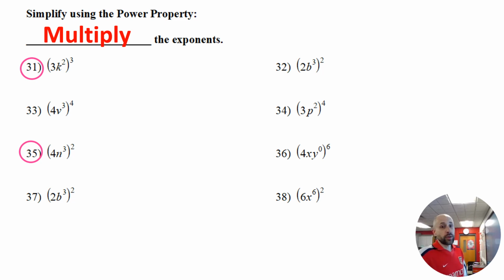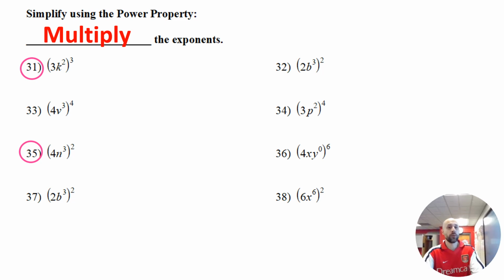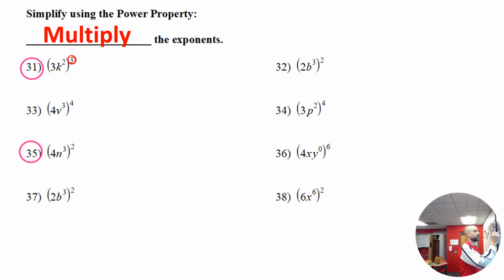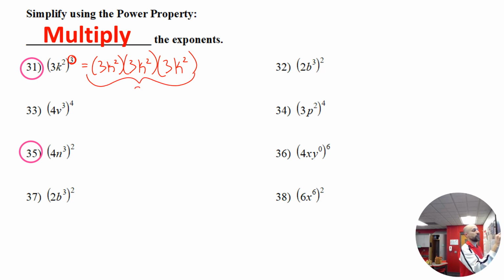So the last property is the power property, and that says when we have a power to a power. So if you look at number 31, we have an exponent on the outside of that parentheses. And so that means, if we wanted to expand this, that means we could say 3k squared times 3k squared times 3k squared, right? So that exponent means we write out the base 3 times. And so now that is really just multiplying all that together.